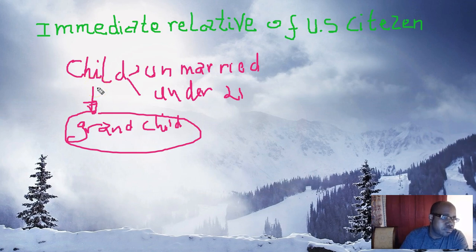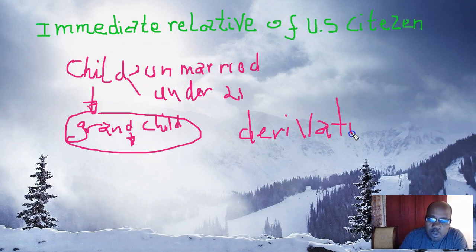You're just going to have one application, one I-130, and you will include your grandchild. Your grandchild will be able to come to the USA with your child, because it's going to be a derivative. Understand the concept of derivative. What we call a derivative: most of the time, if you file an application for someone, and I say most of the time, there are some exceptions.